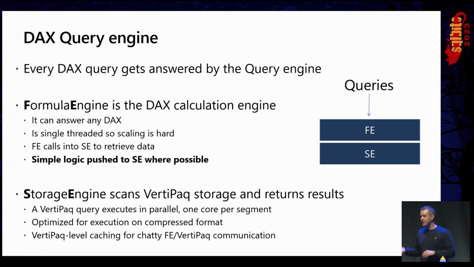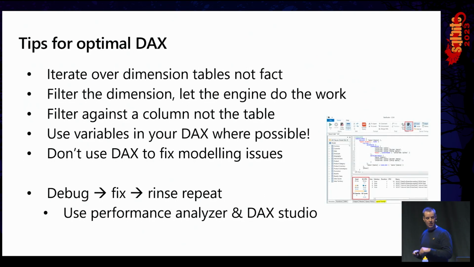Now, again, I think Alberto did a whole pre-con on how to do that, so that takes a bit longer to explain. But in general, if you open up DAX Studio, there are a few tips. Iterate over the dimension table, not the facts, for the same reason we talked about before: why dimensional modeling is so important. If you put a filter on the dimension table, the fact table automatically gets filtered down. You don't have to write DAX yourself. You execute your DAX queries over a smaller set of data, which is better and faster. Filter dimensions, let the engine do the work.